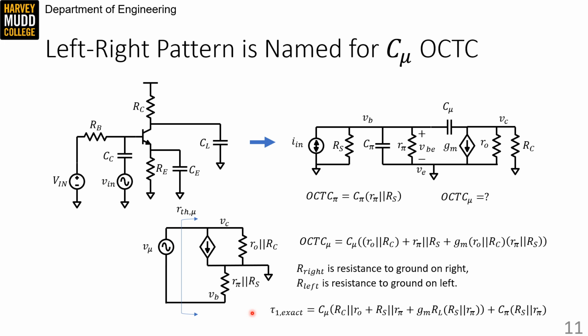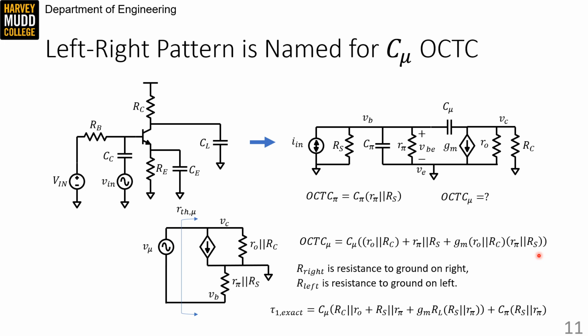This is the S term from our exact transfer function, which I've pulled from earlier videos. And you can see that it's C mu times RC parallel RO plus RS parallel R pi plus GM RS parallel R pi times RO parallel RC, plus GM times RS parallel R pi times RL, which is RO parallel RC, plus C pi RS parallel R pi. And that this exactly matches OCT C mu. So again, we get an exact estimate of our first order pole location using open circuit time constants, which is a better performance than we had with our Miller approximation.